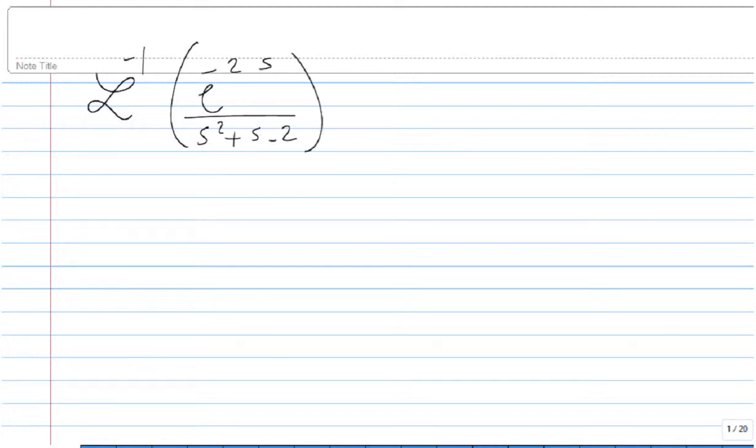So in this problem, we're looking at the inverse Laplace of e^(-2s) over s^2 + s - 2. And since we have the e^(-2s), this will involve the step functions u_c or h_c, depending on the notations. So let's recall a little bit about that. First of all, let us just set the notation so we know what we're talking about.